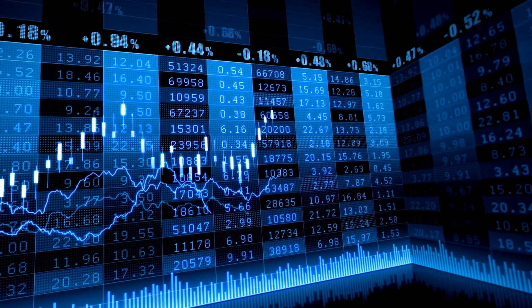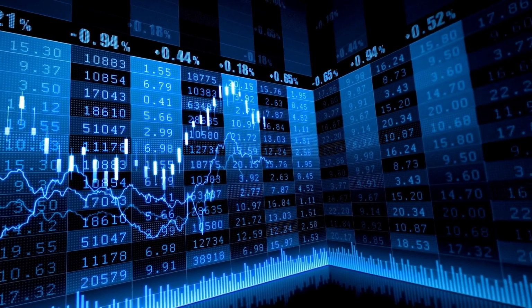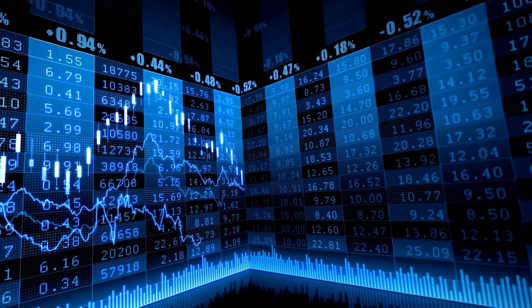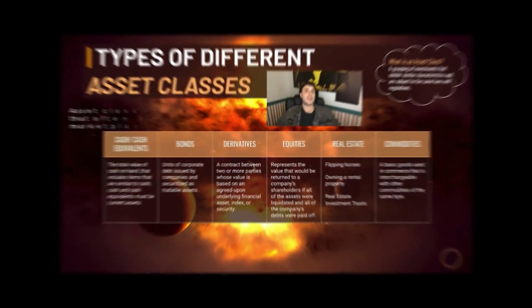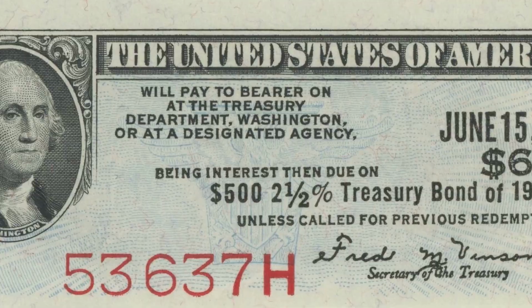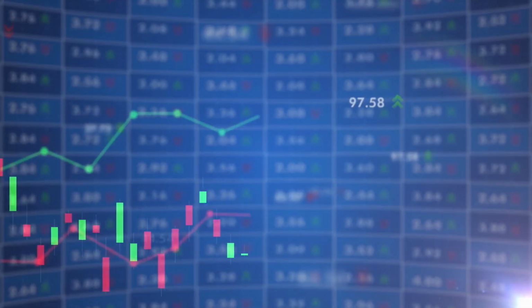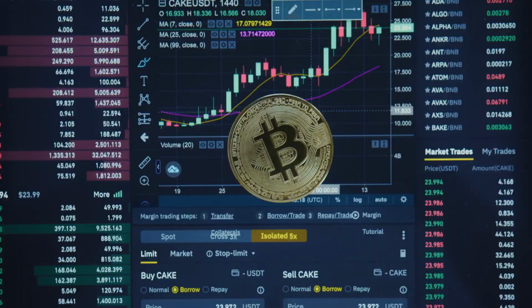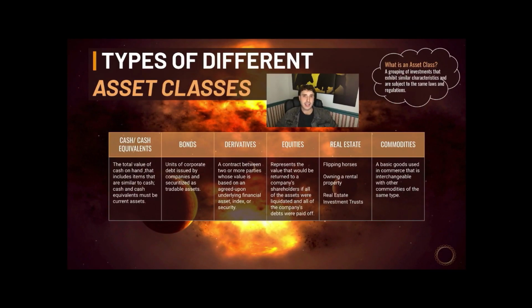So an asset class is made up of instruments that often behave similarly to one another in the marketplace. The different types of asset classes include cash or cash equivalents, bonds, derivatives, equities, real estate, commodities, and now cryptocurrencies. So what asset class does crypto fall under? That's a great question, because crypto is actually its own asset class, and we'll go over that next.